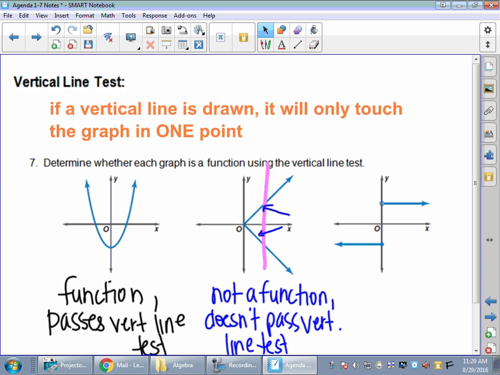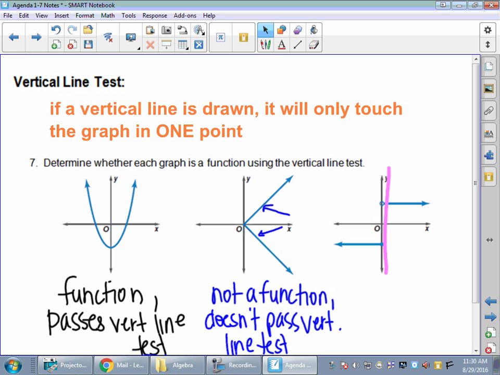Have you gotten used to my handwriting yet? Sometimes I get a little sloppy. This one's an interesting one because over here on the left side of the graph, it definitely passes the vertical line test. Over here on the right-hand side of the graph, it definitely passes the vertical line test. But what about right in the middle on the y-axis?